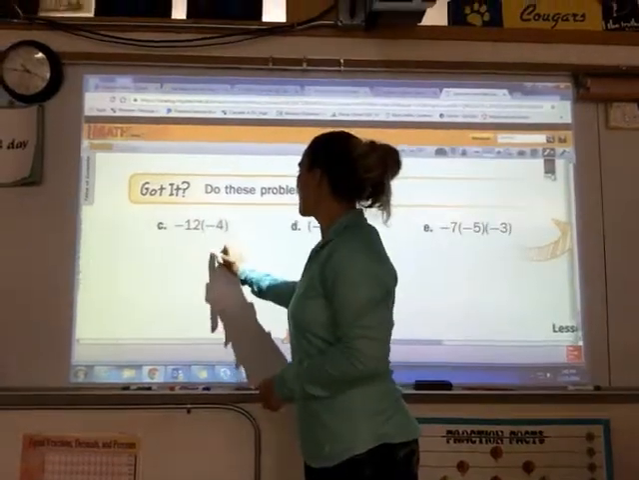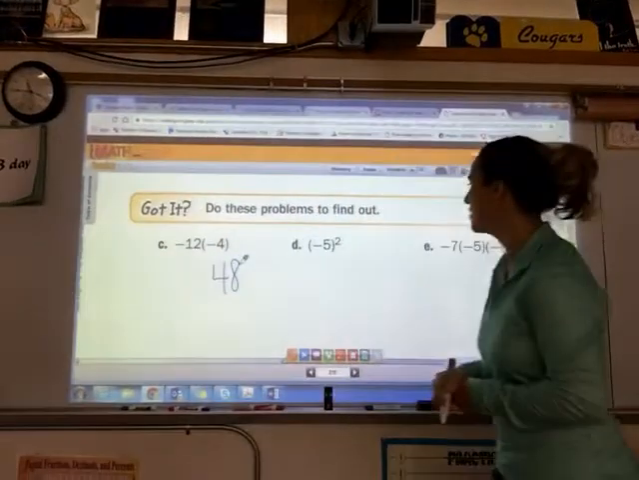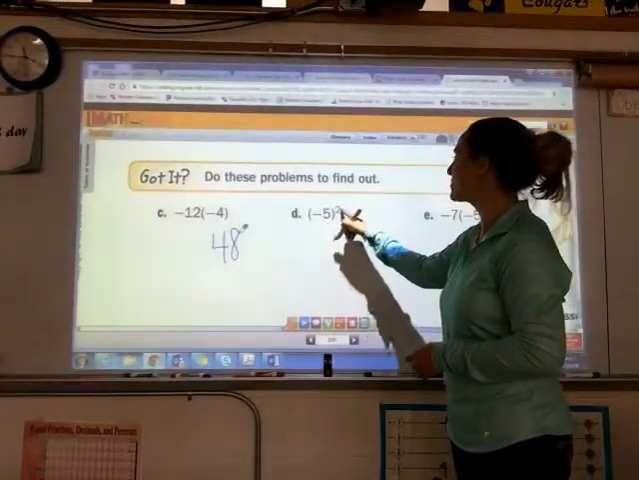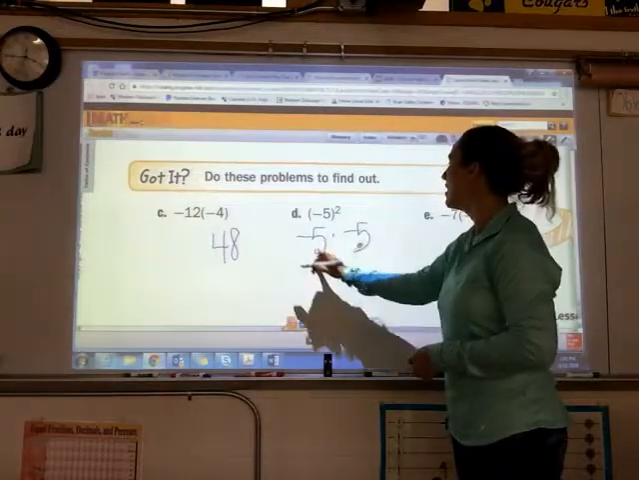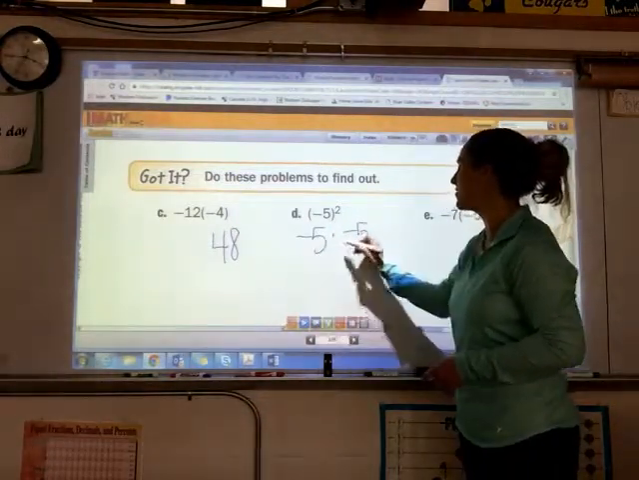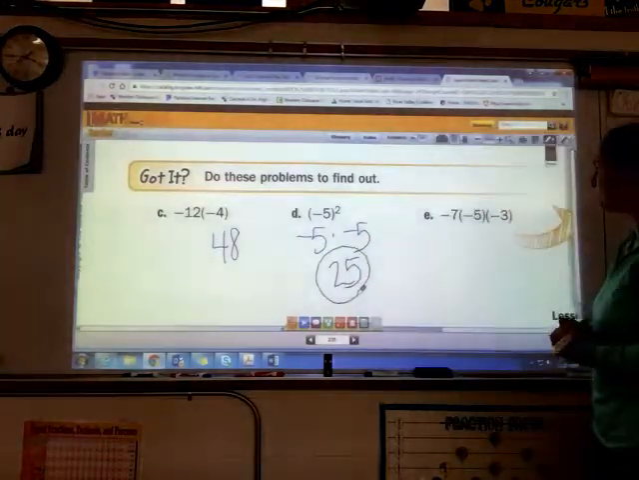12 times 4 is going to give me 48, and a negative times a negative is a positive. Negative 5 squared, that's the same as taking negative 5 times negative 5. Negative times a negative is a positive. 5 times 5 is 25. So there's my answer for that one.